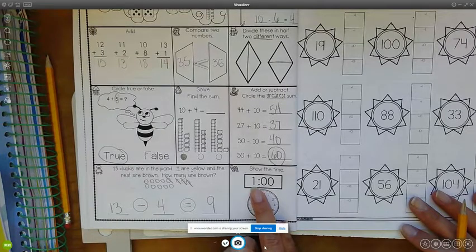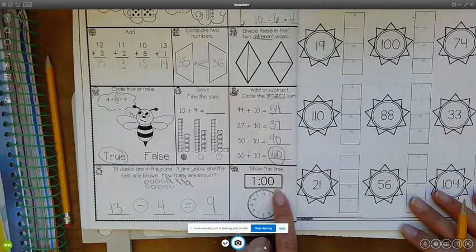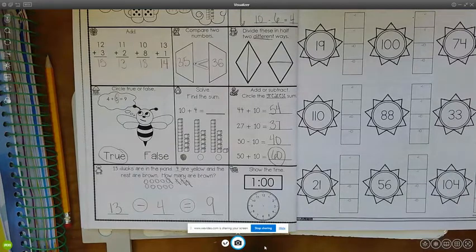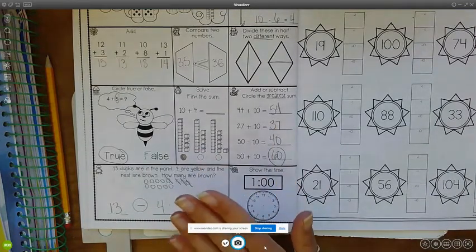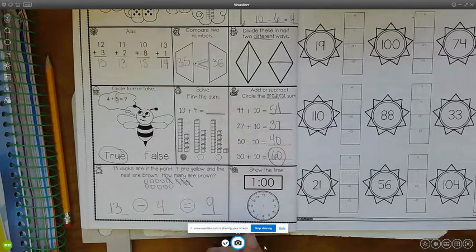Last but not least, it says, show the time. My time reads 1 o'clock. Hickory dickory dock. There's 2 hands on the clock. The hour hand short, the minute hands long, hickory dickory dock. I'm going to do my hour hand first. It's always the first hand I read, and it's always the first hand in my song. And then it will be the first hand that I also draw.